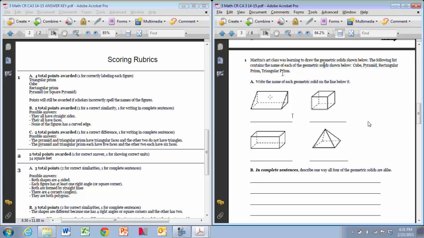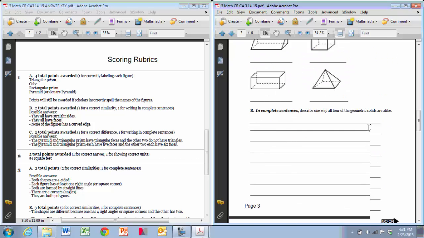They'll receive 1 point for each of those. If scholars spell the name of the figure incorrectly, you would still reward them the point as long as you're able to tell what they meant. And then you might also point out to the scholar at some point, not during the test, but after you've graded it, that the spellings were given to them right up here.